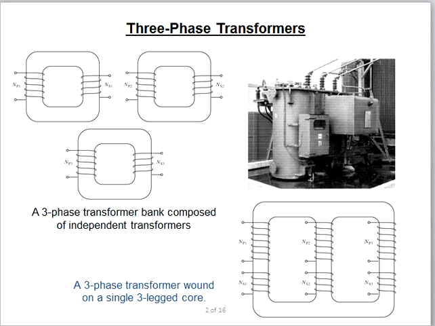There are two types of three phase transformers. The first one is they call it the three phase transformer bank, composed of independent transformers. And the second one is the three-phase transformer wound on a single three-legged core.